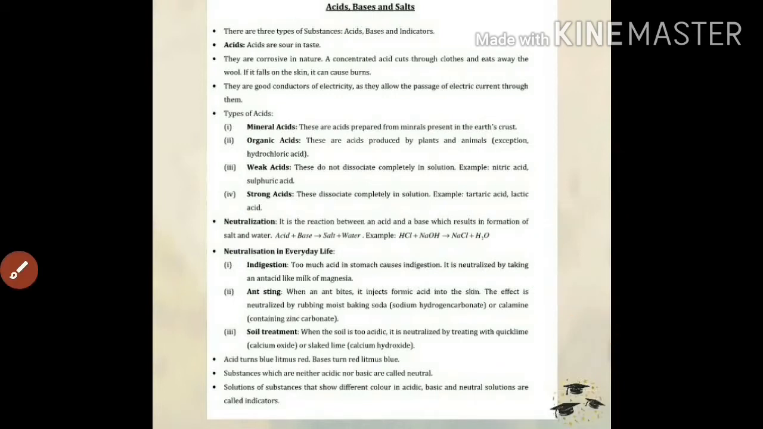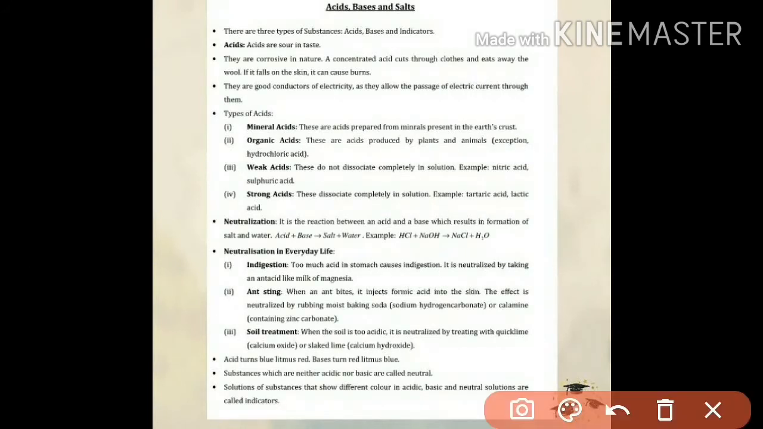Now let's discuss neutralization. It is a reaction between an acid and a base which results in the formation of salt and water. Neutralization is the reaction between an acid and a base which forms salt and water as a result. So let's discuss the process of neutralization.